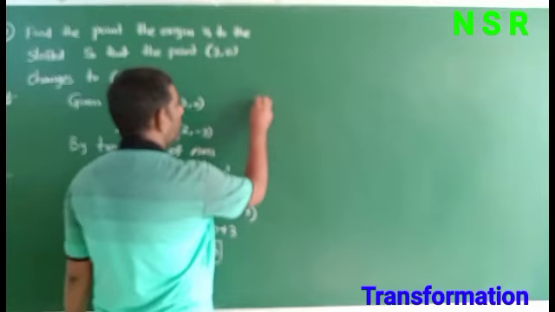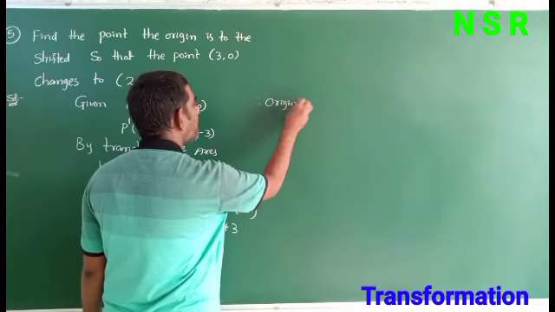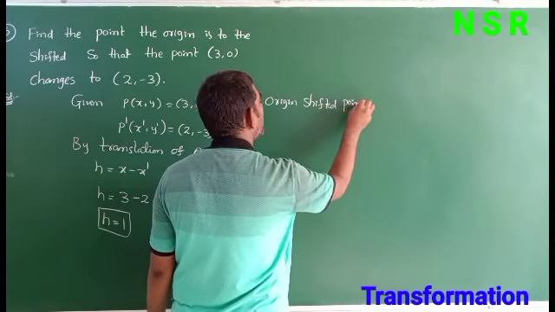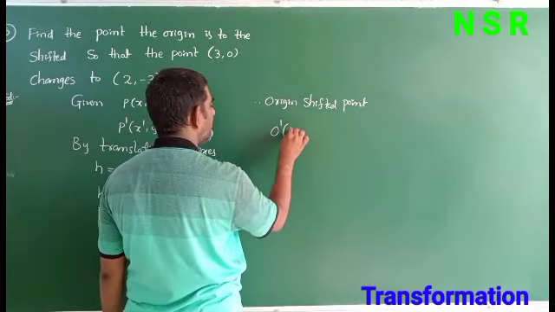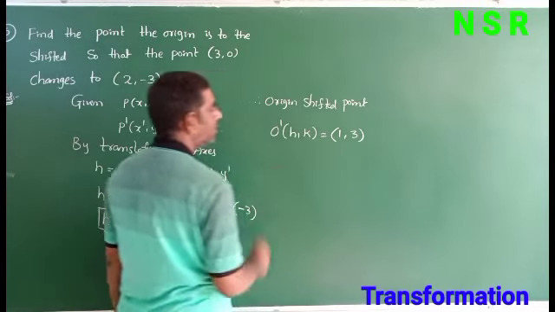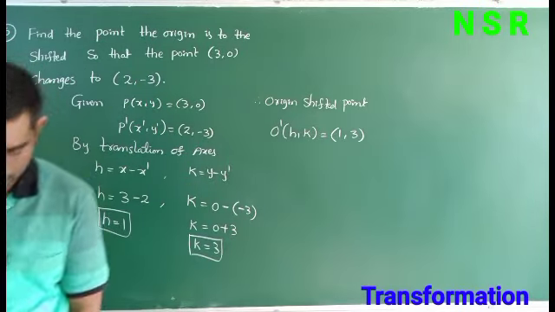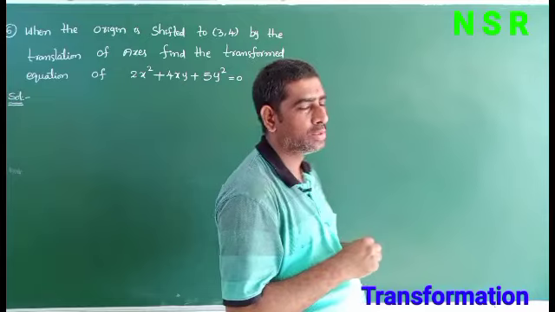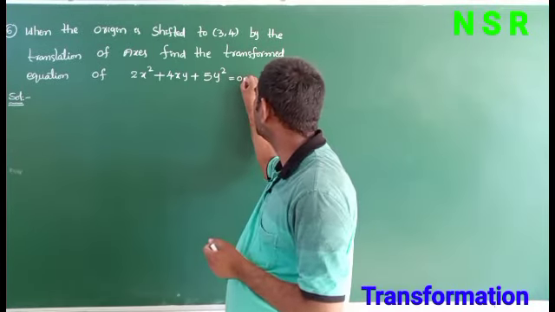Therefore the origin shifted point O dash (h, k) equals (1, 3). So these are the coordinates of the origin shifted point. So next, when the origin is shifted to (3, 4) by the translation of axis, find the transformed equation of 2x square plus 4xy plus 5y square equal to 0.